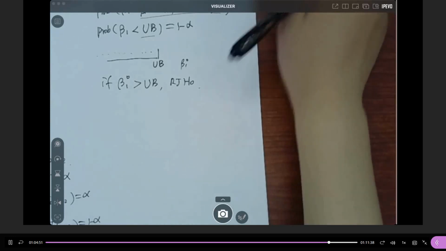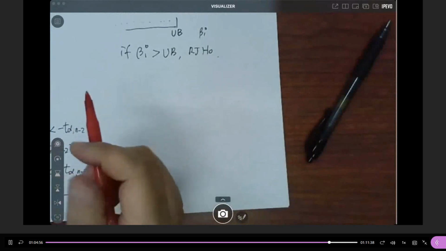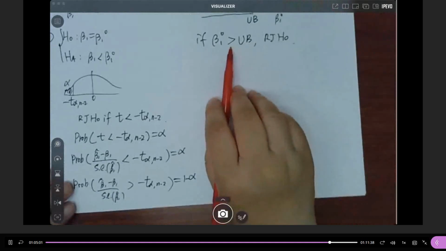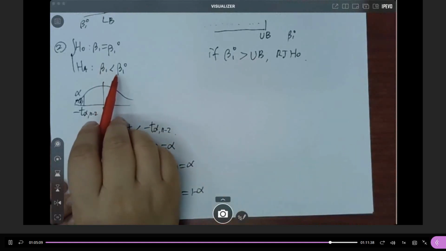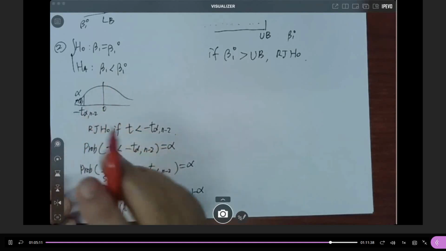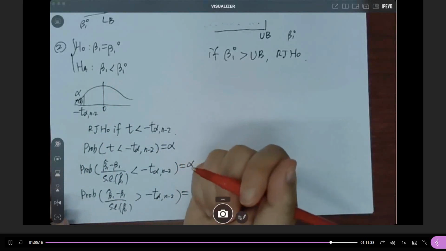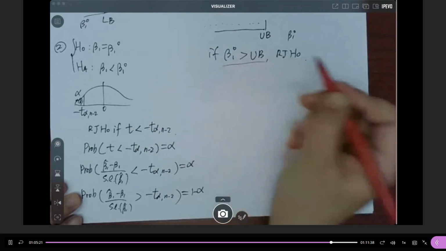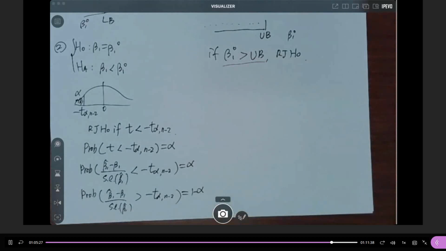Okay, so this is hypothesis testing on the other tail. As you can see, the inequality sign here is greater, and your alternative here is smaller. It's always flipped. Your hypothesis testing is to test if beta 1 is less than the hypothesis value, okay? So your conclusion is to reject if your hypothesis value is greater than the upper bound, okay?